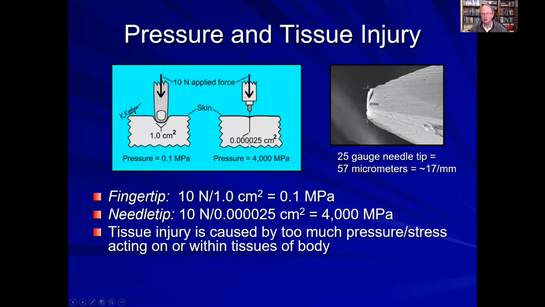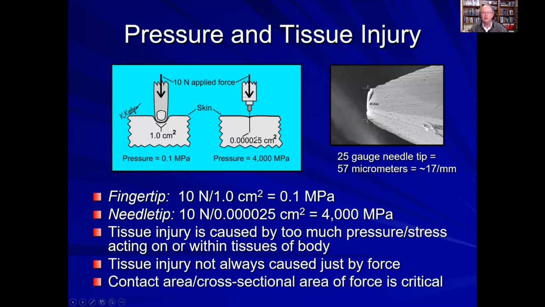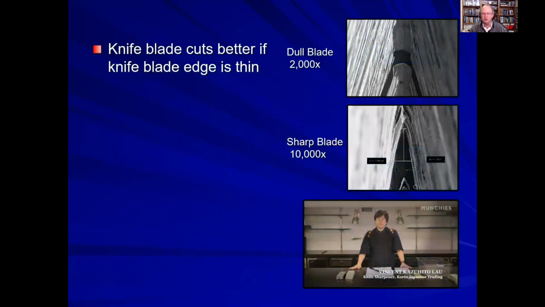So this means that tissue injury is not just caused by too much force, but it's more caused by too much pressure or stress acting on or within the tissues of our body. We must understand that tissue injury isn't just being caused by force, it's being caused by the contact area and/or cross-sectional area that force is acting on, whether this is a pressure or a stress.